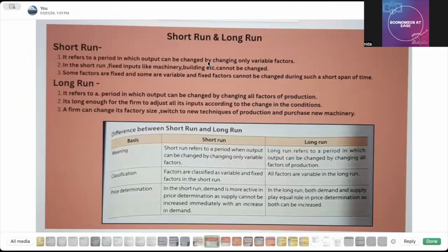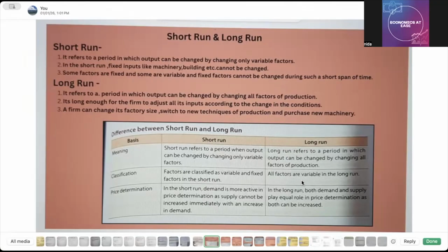Now we are going to discuss the short run and long run. In the short run, the variable factor can be changed. In the long run, all the factors can be changed. That is the period in which output can be changed by changing all the factors of production, like land, labor, capital, and entrepreneur, okay? And in the short run, we can only change one factor and the rest of the things are going to be fixed, okay? Then classification: in the short run, factors are classified as variable and fixed factors, and in the long run, all the factors are variable. It means you can change all the factors.